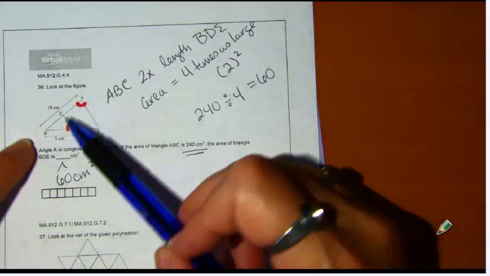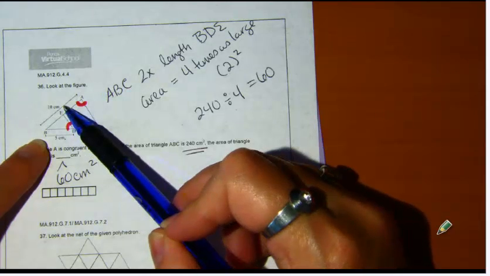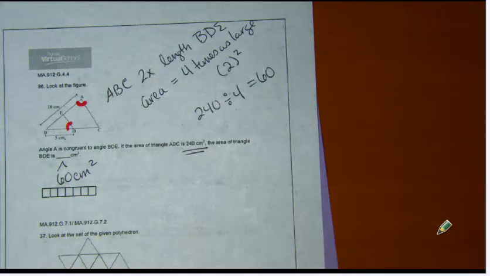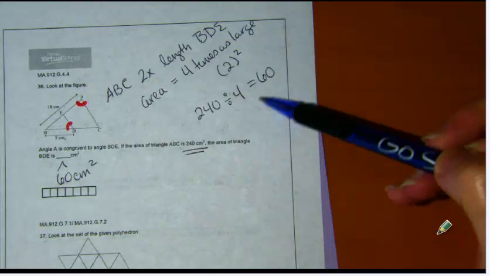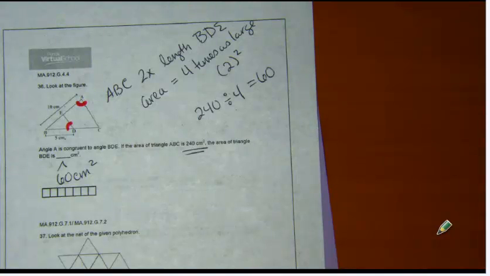Did that make sense? Why did you get 4 times larger? Because the length is twice as long, and then for the area, you square, so that gave me the 4. And so then I divided by 4 to get the 60. Now, if I had the area of the small triangle, I would multiply by 4 to get the area of the big one. Does that make sense? Mhm. All right, so we'll stop here.